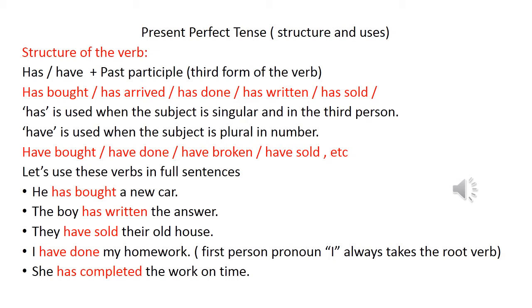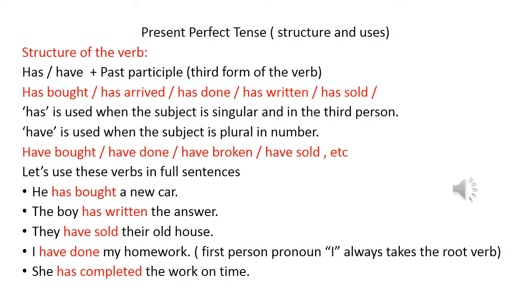I have done my homework. Here the subject I is singular, but the verb is in the plural. The reason being that the first pronoun I always takes the root verb. And the last example, she has completed the work on time. Once again we have she, which is singular, and has completed is also in the singular.